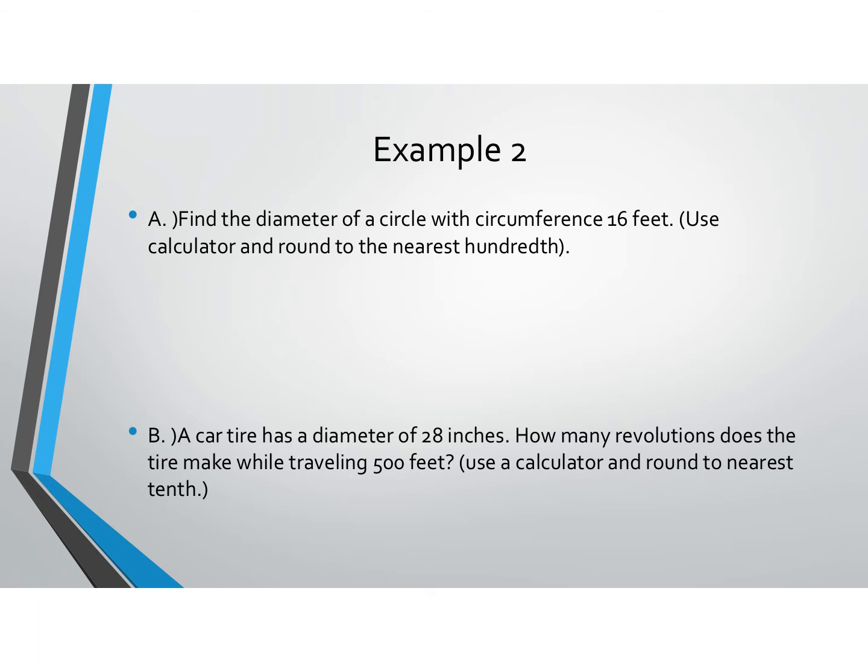It says to find the diameter now of the circle, but this time they gave us a circumference and there's no pi. We're still going to fill it in. So again, I'm going to use the same formulas. And because it's asking me to find a diameter, I'm going to use this formula. I'm going to replace the letter C with a 16. And now I need to solve for d. Notice this time when I divide by pi, there's no pi to cancel it.